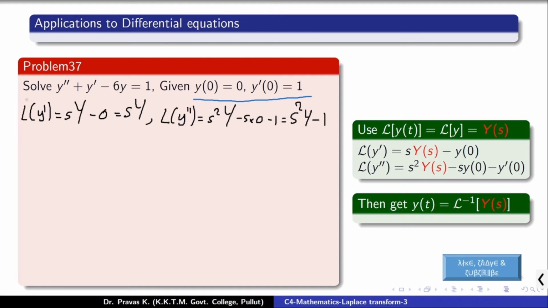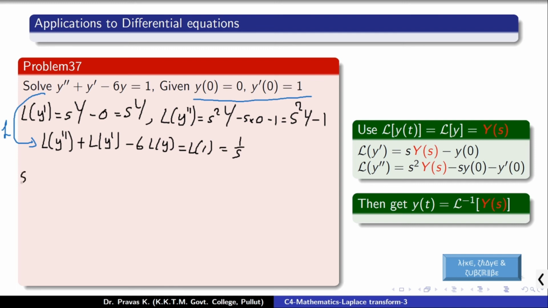Now taking Laplace transform on both sides of the given differential equation, we obtain L of y double dash plus L of y dash minus 6 times L of y, which we call capital Y, is equal to L of 1, and we know that L of 1 is equal to 1 by s. So substituting all these expressions in this equation, we get s square Y minus 1, that is we have substituted for L of y double dash, then plus sY minus 6 times capital Y is equal to 1 by s.